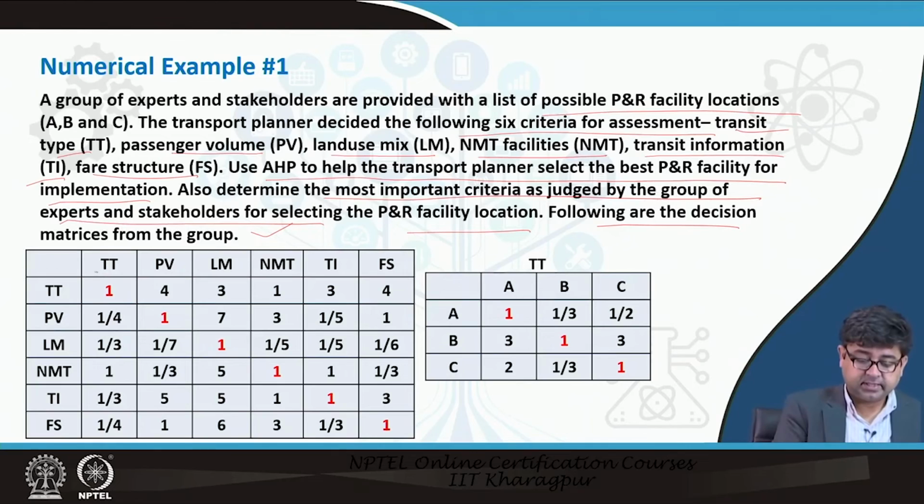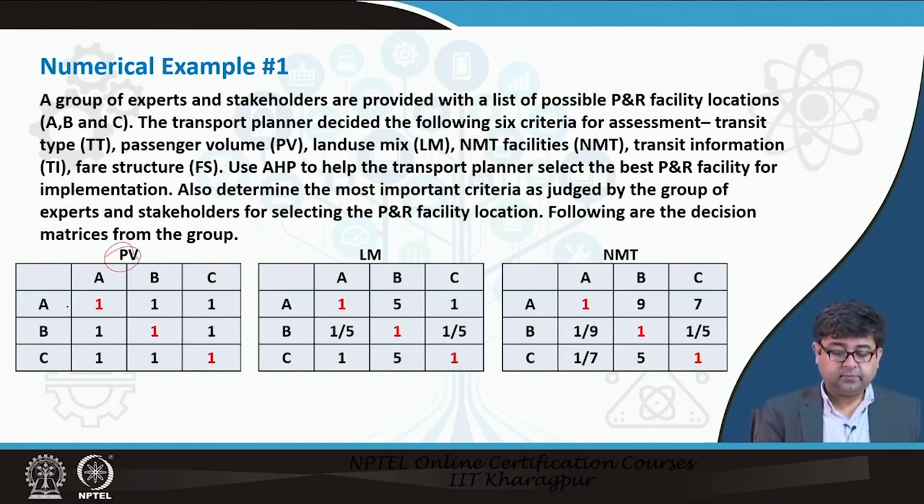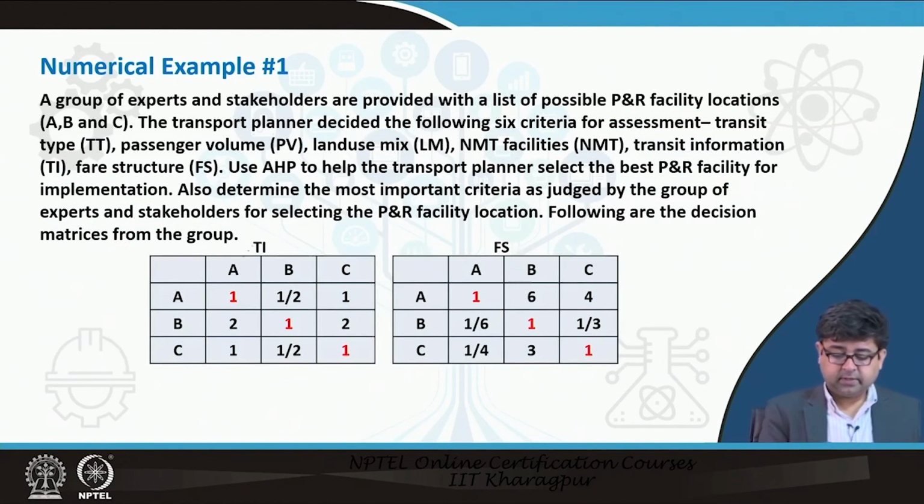For example, this is the decision matrix for criteria against goal, right? All the criteria are in here, and since you have 6 different criteria, for each criteria against the alternatives, there is one decision matrix like this. So, this is the decision matrix for transit type, similarly for passenger volume, for land use mix, for NMT, for transit information and for fare structure.